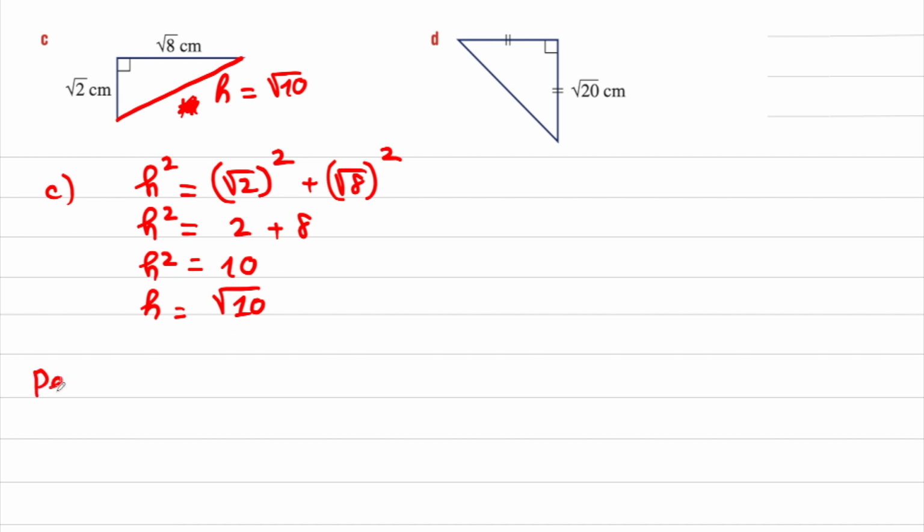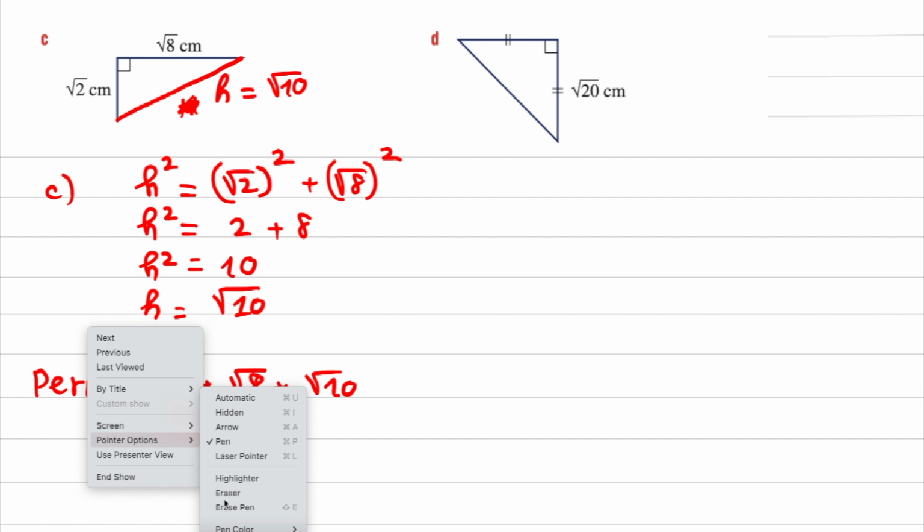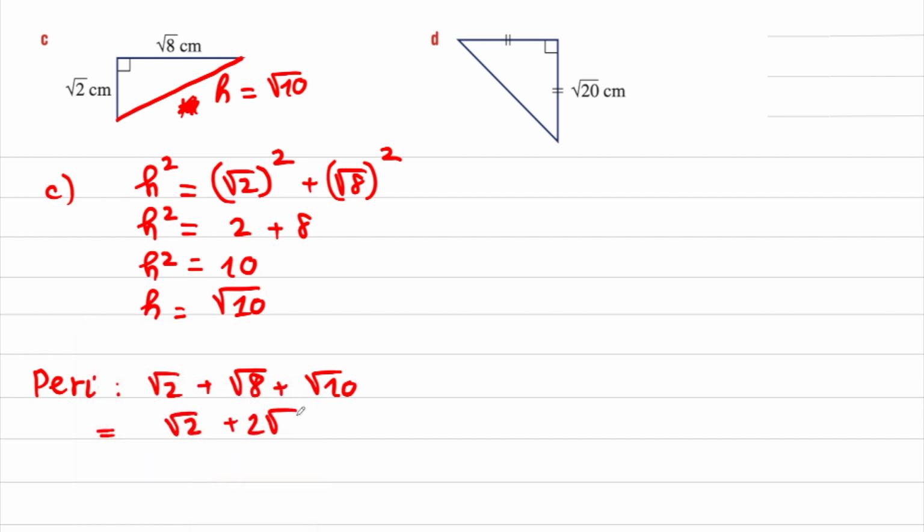About the perimeter of this one, this will be square root 2 plus square root 8 plus square root 10. Square root 8 is 2 square root 2, and square root 10. 1 plus 2 equals 3, so 3 square root 2 plus square root 10 for this one.